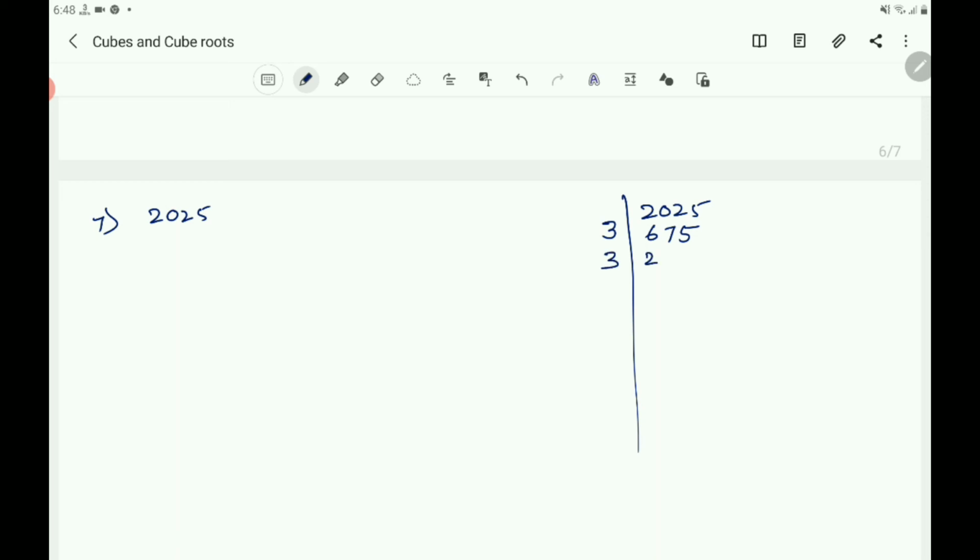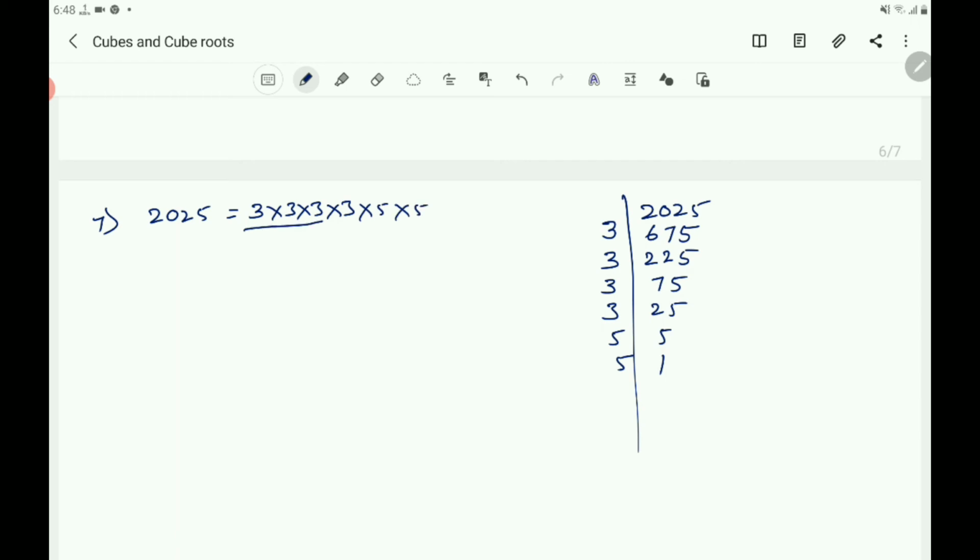Then again the digit sum is 9, divisible by 3. 3 7s are 21, next 3 25s are 75, 5 5s are 25, 5 1s are 5. So you got 2025 equals 3 into 3 into 3 into 3 into 5 into 5.